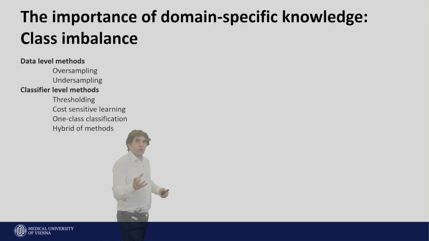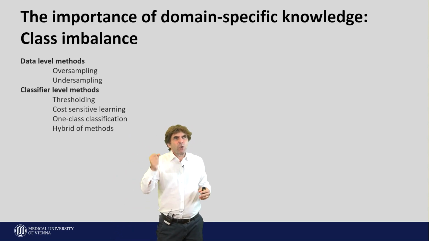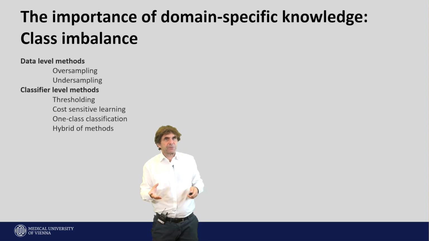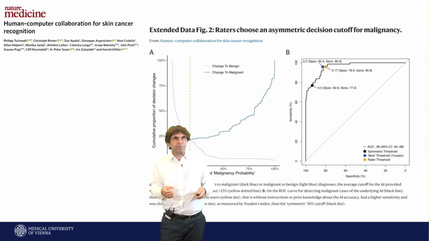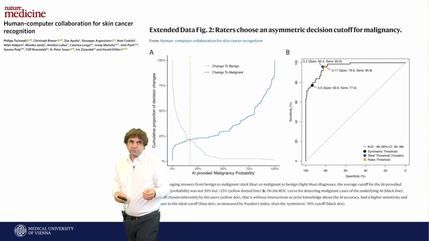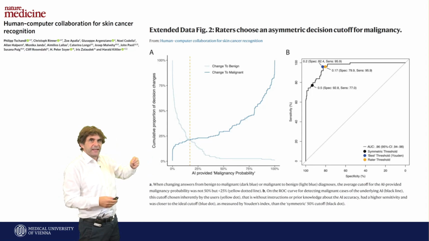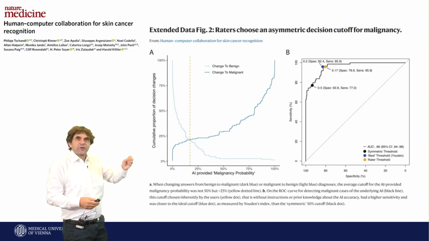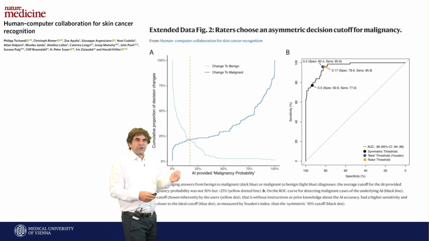The point is, you all have strategies to deal with class imbalance, and you know this better than me: oversampling, undersampling. But there's one strategy that is thresholding, and thresholding is problem dependent, and it needs domain-specific input. For example, if we choose a threshold on the receiver operating characteristic curves to differentiate between benign and malignant lesions, dermatologists use their domain-specific knowledge to choose the optimal threshold.